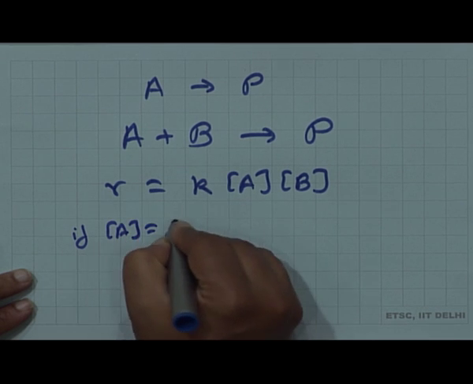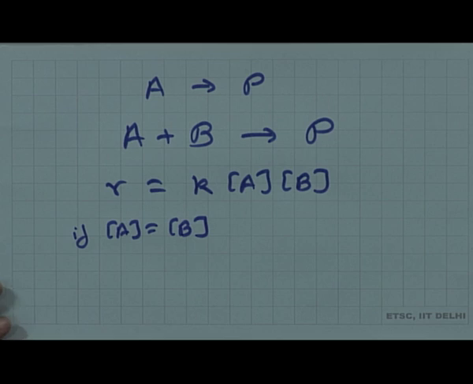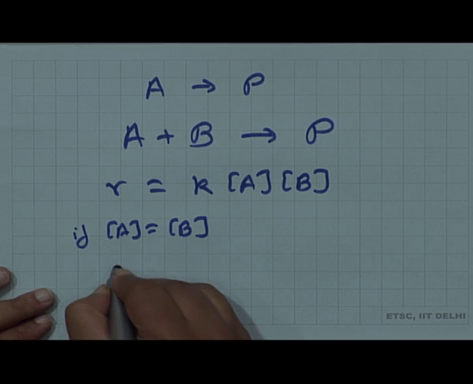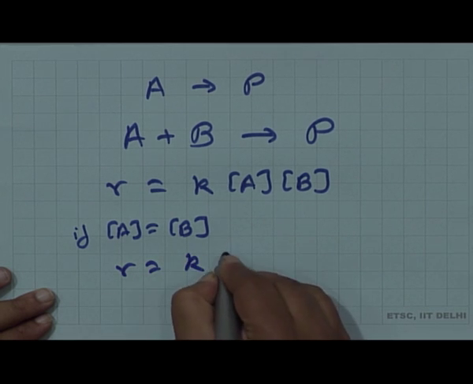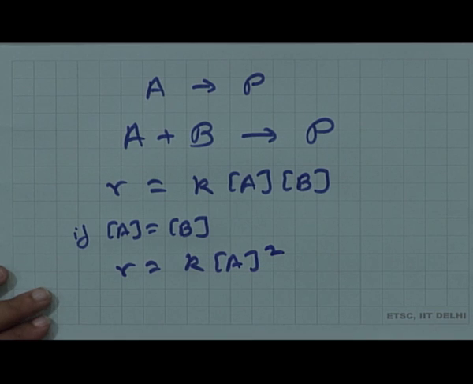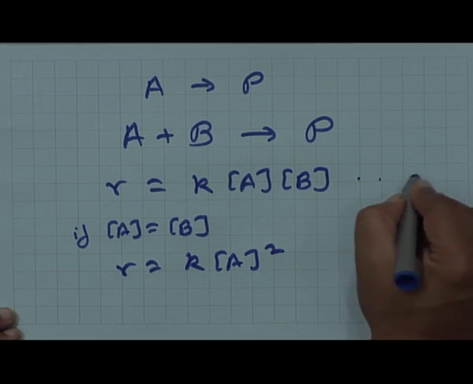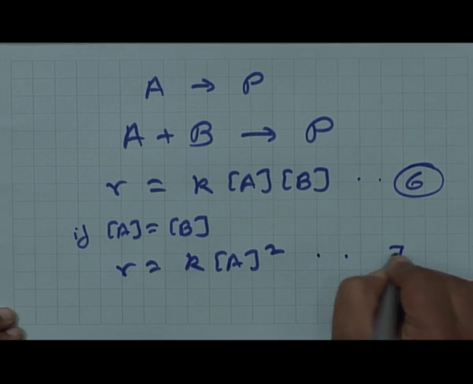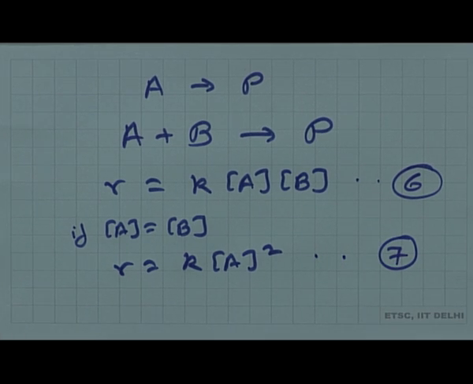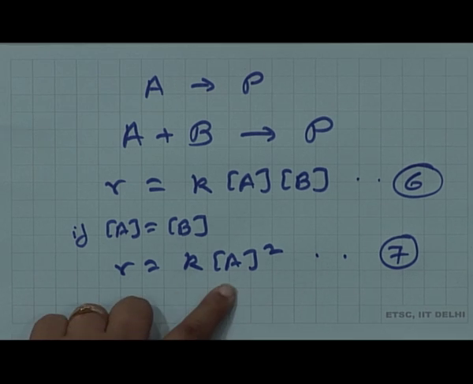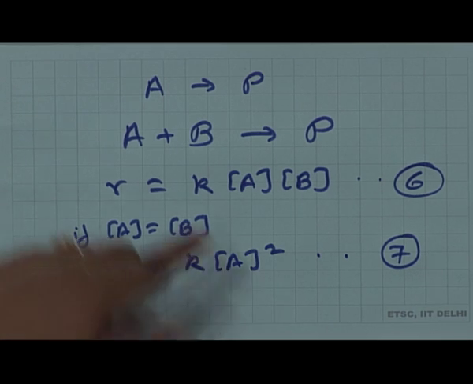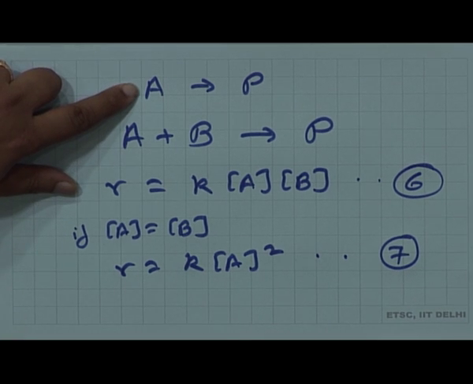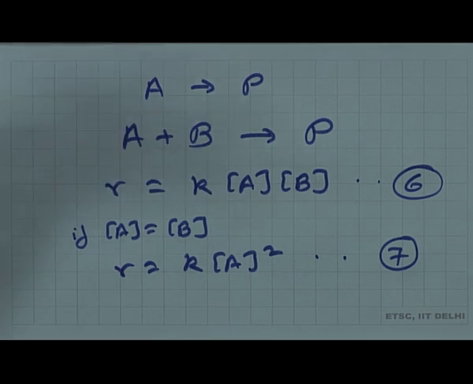Now, what happens if concentration of A is equal to concentration of B? Then I can rewrite R is equal to K A squared. Once we have this, you realize that R is equal to K A squared is exactly the same as having a single reactant, no problem.